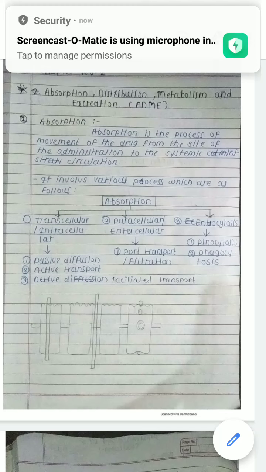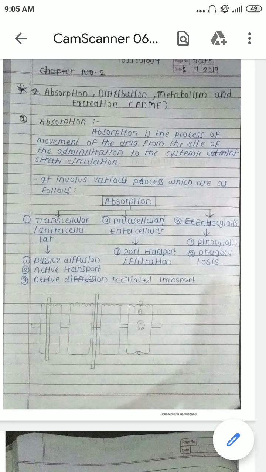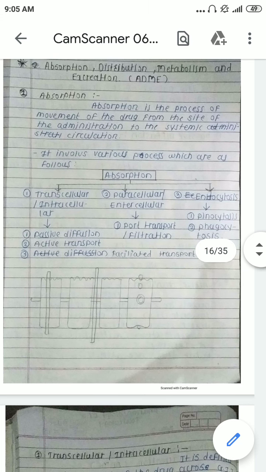Today we will start with the next topic, that is pharmacokinetic parameters: absorption, distribution, metabolism and excretion, which is continued from the general pharmacology. Absorption is the process of the movement of drug from the site of administration to the systemic circulation. Absorption is nothing but the process when you take any kind of drug or tablet, it reaches into your GIT. From the GIT, that drug reaches into your blood. That process is known as absorption.